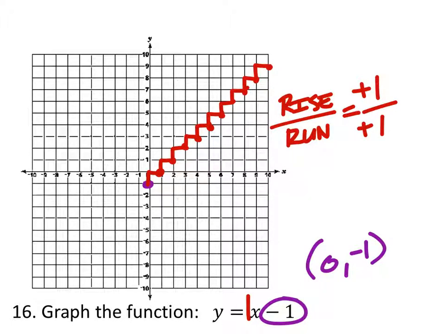And yeah, we could repeat this to the left as well. Something like this. Then we'll connect the points. That didn't go very well. Let's try again. That's a little better. That'll work.